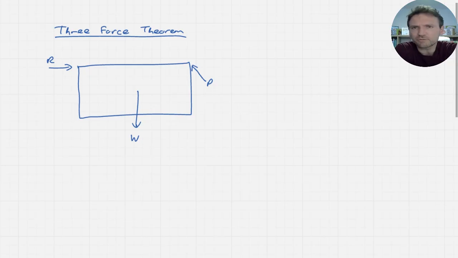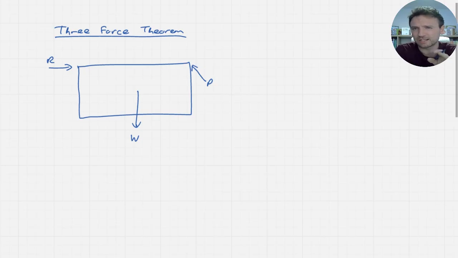So in this force diagram I've got here, I'm going to say I've got some uniform lamina with three forces acting on it. We've got a weight downwards acting in the middle. We've got a reaction at the top left corner, which could be from a hinge or something, or from a wall. And then we've got some pushing force in the top right corner.